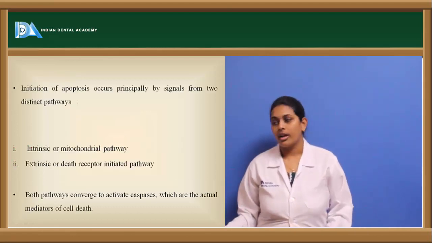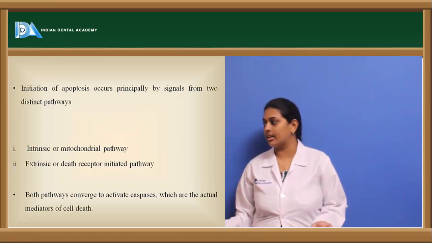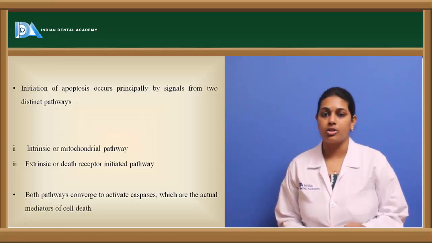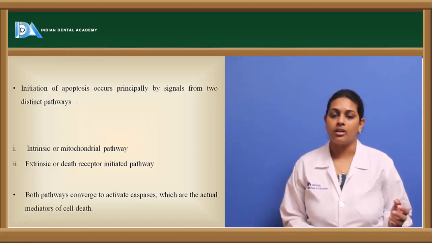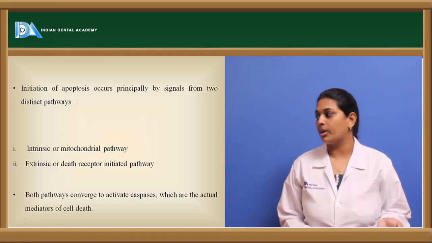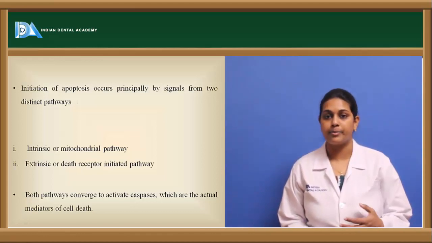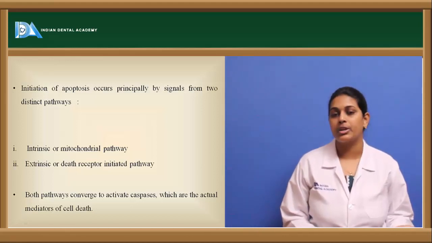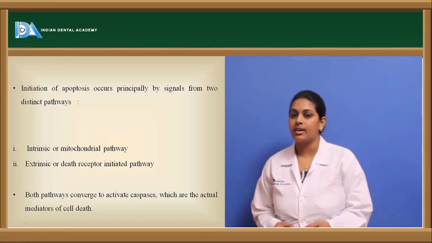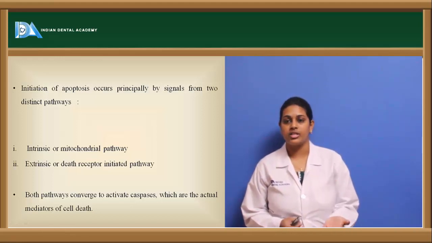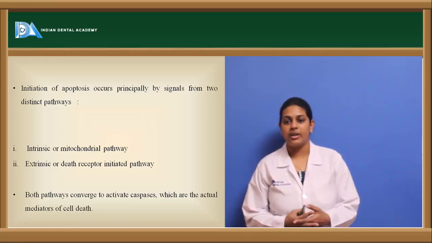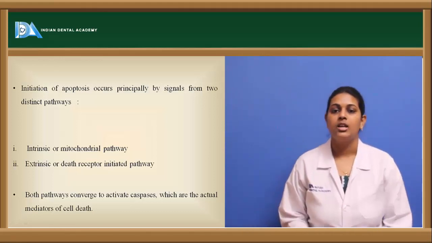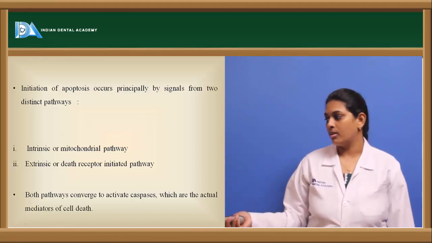The process occurs principally by signals from two distinct pathways. The intrinsic pathway, also known as the mitochondrial pathway, since it occurs in mitochondria, and the extrinsic pathway, also known as the death receptor initiated pathway, since it is initiated by receptors. Both these pathways ultimately converge and cause the activation of the execution pathway, the final pathway of apoptosis.